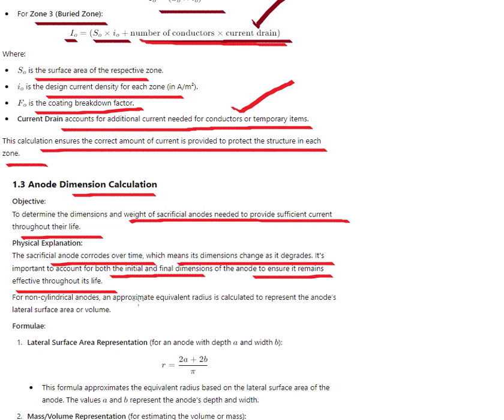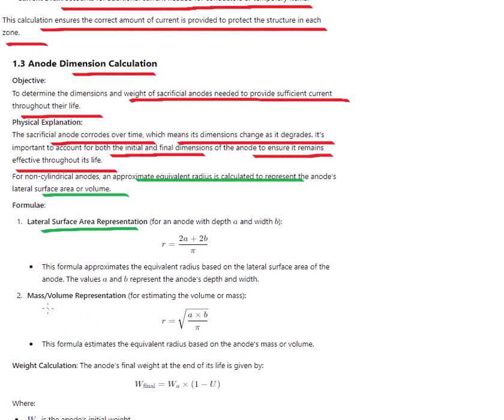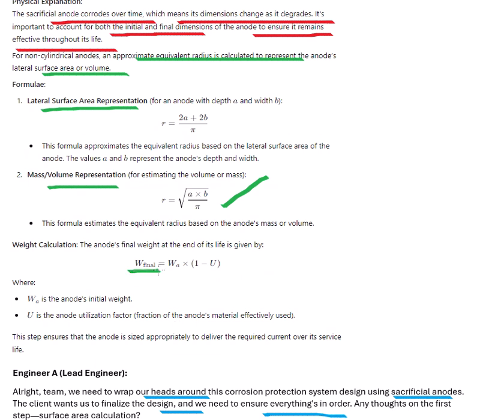For non-cylindrical anodes, the approximate equivalent radius is calculated to represent the anode's lateral surface and volume. Lateral surface area we can calculate using this, and mass and volume representation also. For weight calculation, W final equals WA times (1 minus U). WA is the anode's initial weight and W final is the final weight. U is the utilization factor, the fraction of the anode's material effectively used. This step ensures the anode is sized appropriately to deliver the required current over its service life.